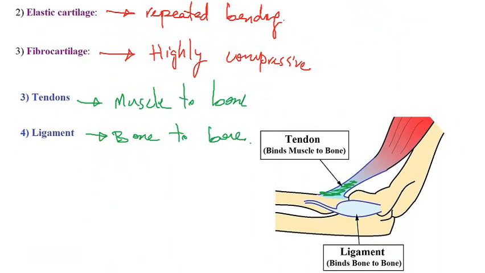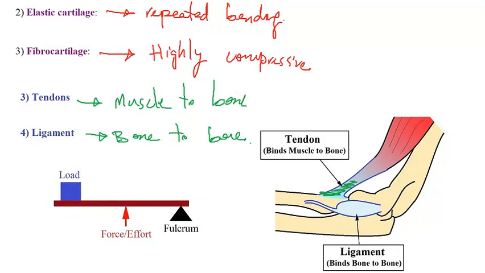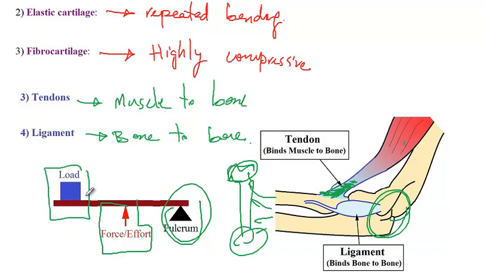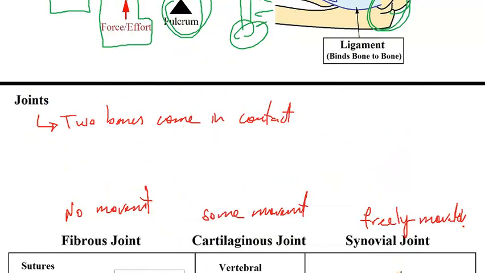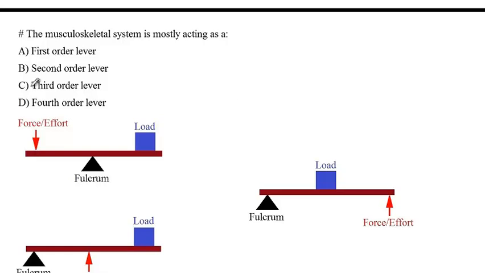So here is an example of musculoskeletal system. We can see that we have the joint at one side, then there is the muscle effort in the middle, and then the weight bearing, so here holding with the hand some sort of weight, so let's say there is a dumbbell that this person is holding, is at the end of the spectrum. Okay, so the musculoskeletal system is mostly acting as a third order lever.